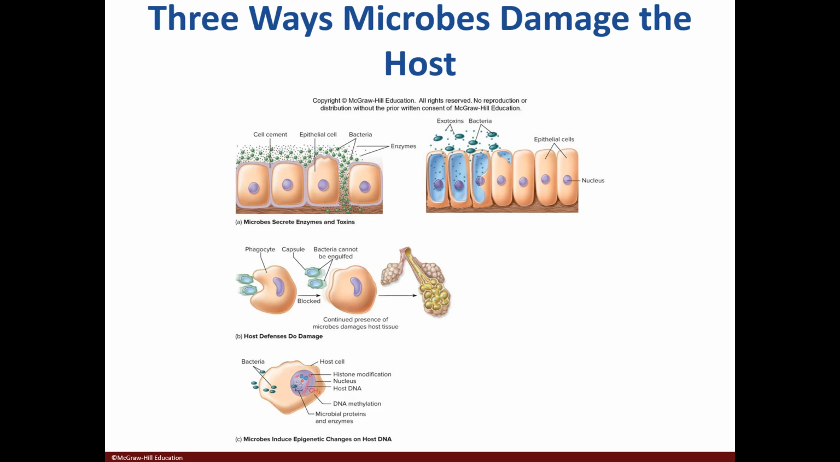In A, we can see the secretion of toxins to disrupt the host cell structure and cellular components. In B, we see a pathogen with a capsule who is able to evade the immune system, and then our immune system causes damage to its own cells. In C, we can see alterations to genes of the host.